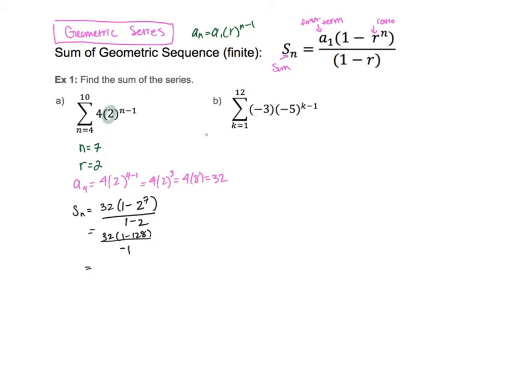Might need to scoot this a bit. Where did I get this highlighter in the way? There we go. From here, 1 minus 128 is going to give you negative 127 over negative 1. If you take a look here now, you have this denominator and you have this number here, so you can actually put this all in the calculator. 32 times negative 127, divided by negative 1. So I'm going to put that in the calculator.